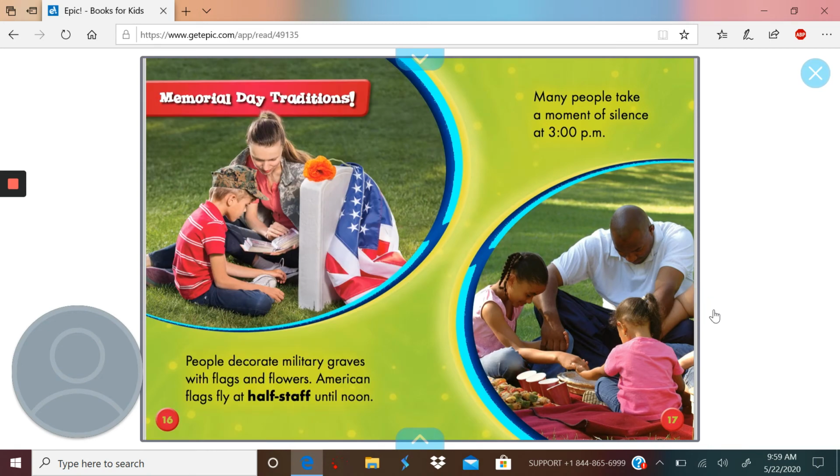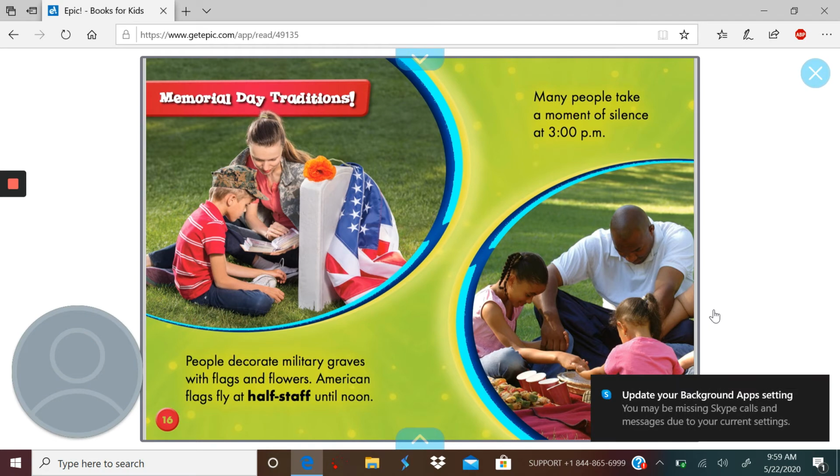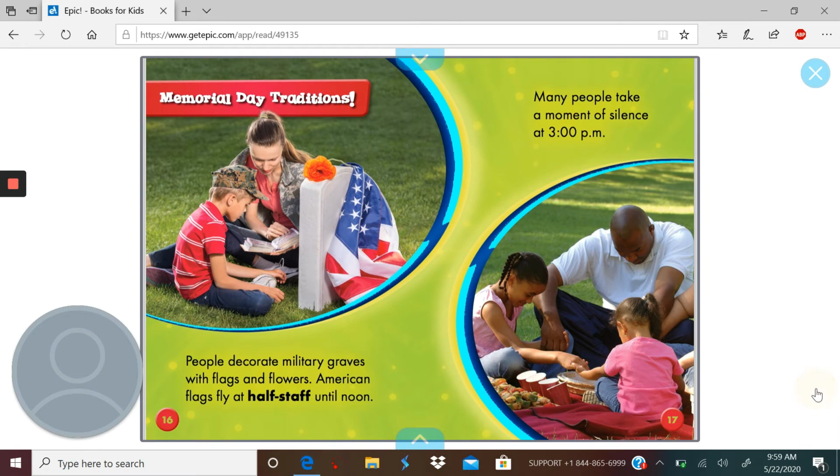Memorial Day traditions. People decorate military graves with flags and flowers. American flags fly at half staff until noon. Many people take a moment of silence at 3 p.m.